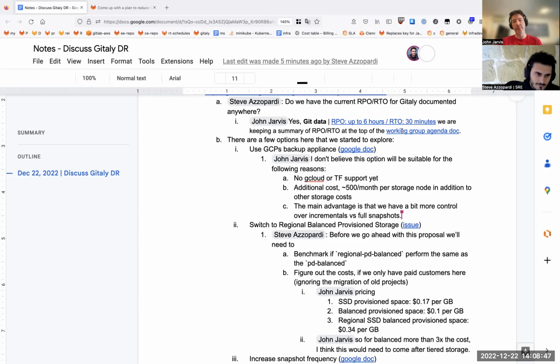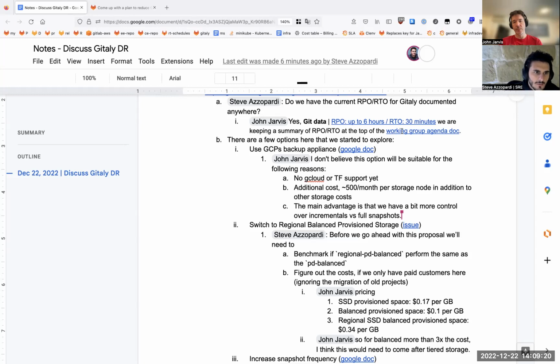Yeah. So for B2, you had some comments here, Steve? Yeah, I guess we need to benchmark if there's any difference between regional PD balanced and PD balanced, like performance hits or anything like that. Since they're gonna be different systems, right? So we're gonna need to look at how a Gitaly cluster will react to a regional disk.